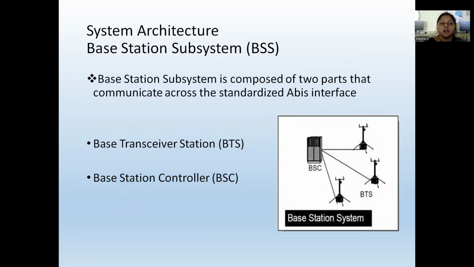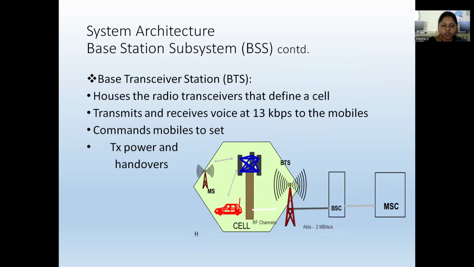The next one is the base station subsystem. You can see in this picture the base station subsystem. It contains two components: one is the BSC, the Base Station Controller, and the other is the BTS, the Base Transceiver Station. The Base Transceiver Station houses the radio transceivers that define a cell, transmits and receives voice at 13 kbps to mobiles, and commands mobiles to set transmit power and handover.